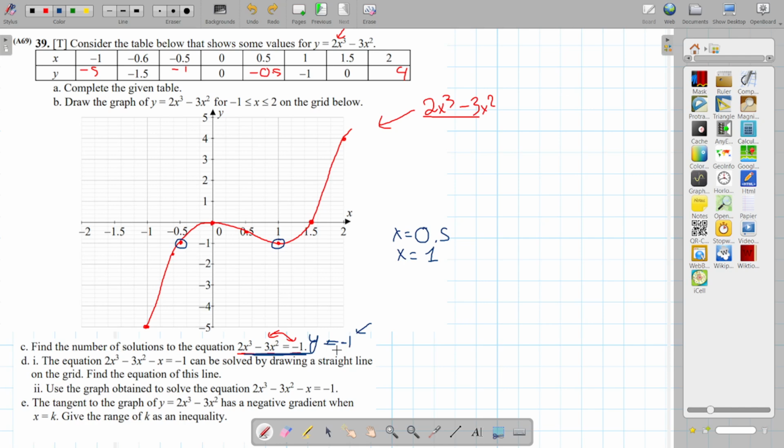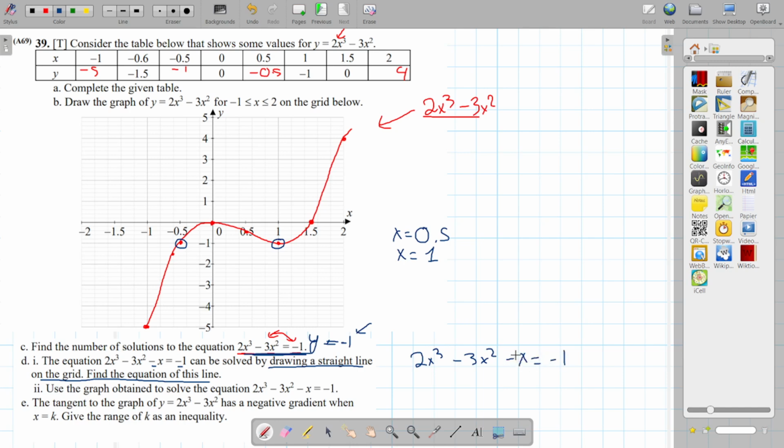That's for part C. Okay, then part D: the equation 2x cubed minus 3x squared minus x equals -1 can be solved by drawing a straight line on the grid. Find the equation of this line. Okay, and now for the final, this same style of question was asked with a different number.